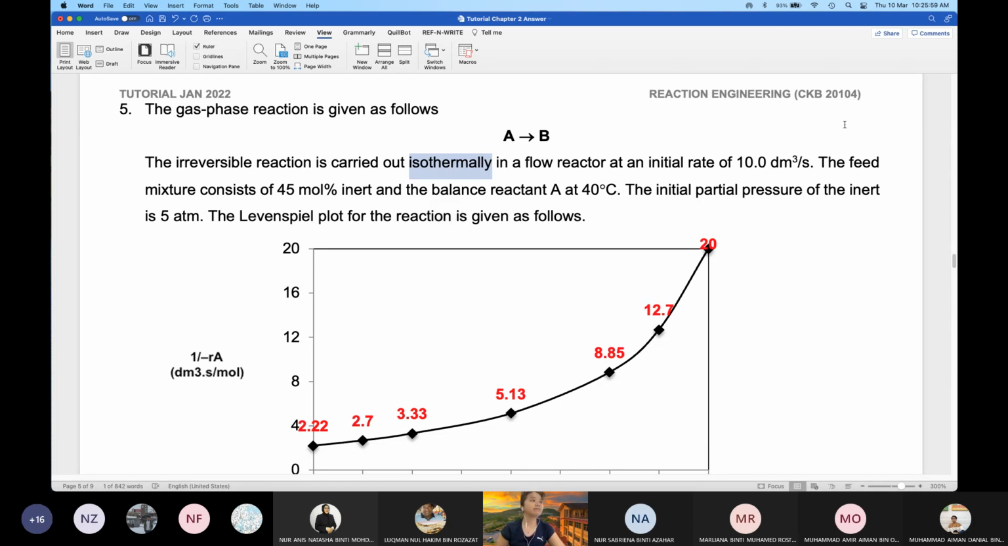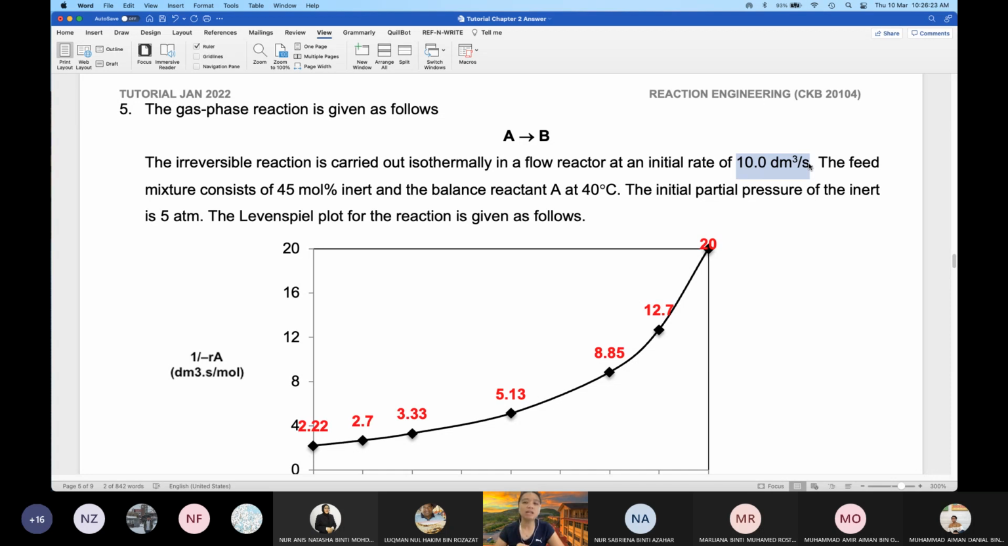Next, it says flow reactor. It says initial rate 10 dm cube per second. Okay, so dm cube per second. You know dm cube is volume, second is time, volume per time, volumetric flow rate. So it says initial, right? So this is epsilon naught of V naught. V naught equals 10 dm cube per second.